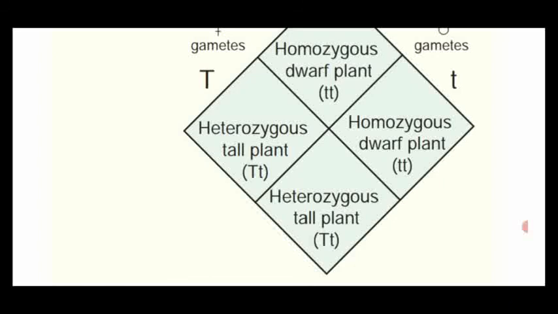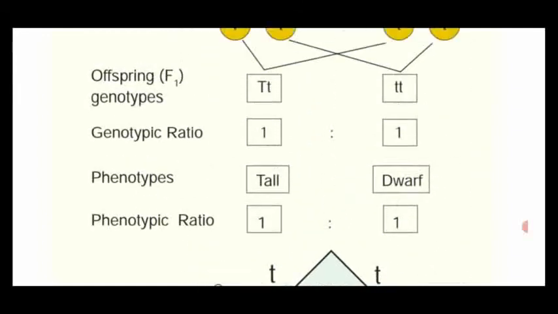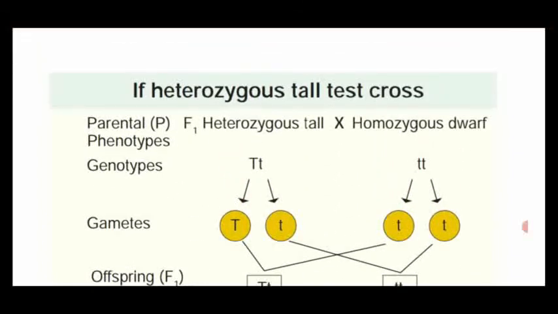But look at the dwarf plants, how are they? All of them are homozygous, no heterozygous. That is what they say: at the end of the test cross, we get all homozygous dwarf plants. In the tall plants, we get heterozygous, and we also get homozygous. Next we will see. That is said to be the heterozygous tall test cross.